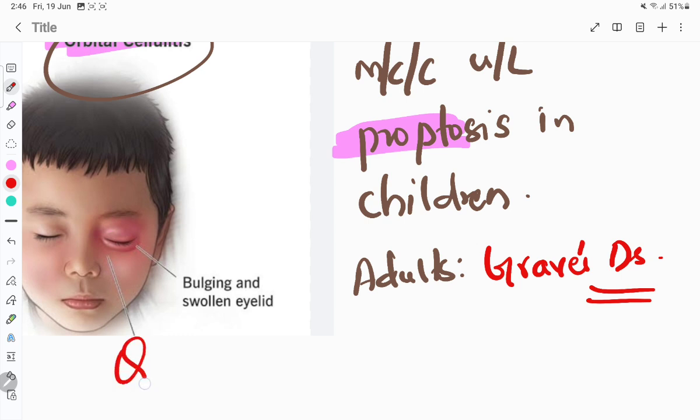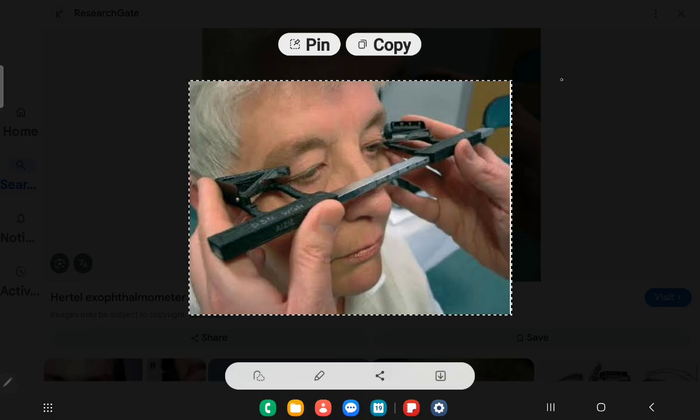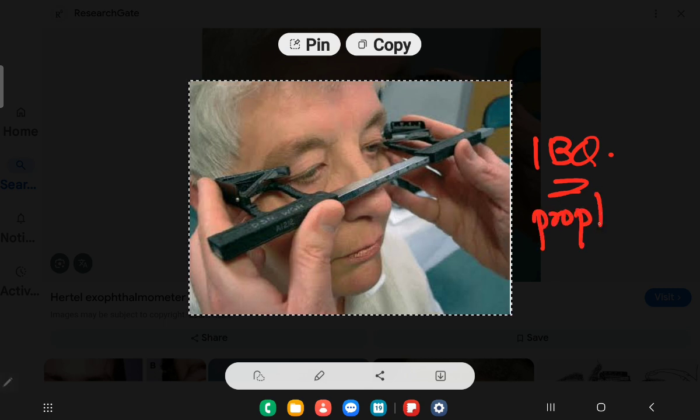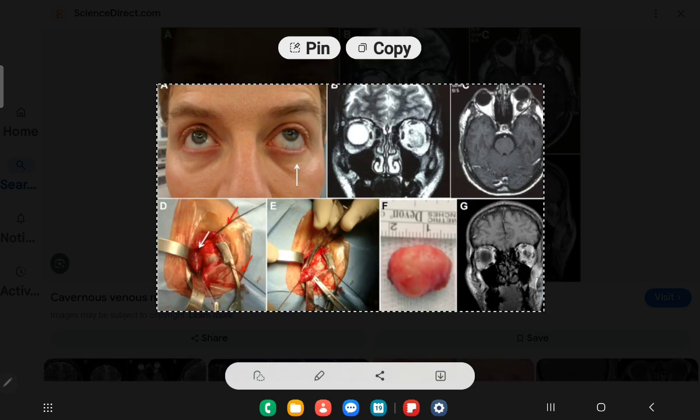Now another question to you, how do you measure proptosis? By which instrument? Okay guys, so this is a picture. It can come as an image based question. This is a picture of an exophthalmometer, or Hertel exophthalmometer. Now this is the instrument that we use for the measurement of proptosis. Clear? Yes? Now, next question.